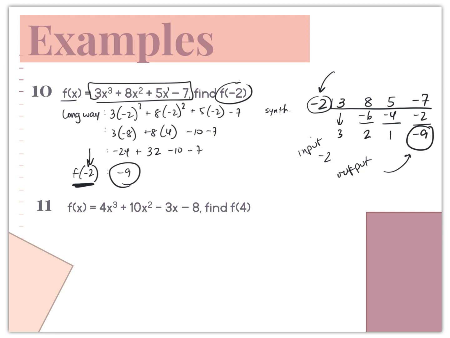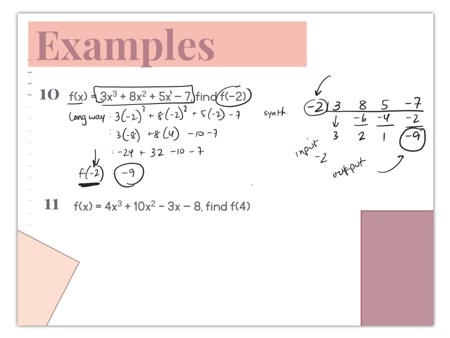So again, we come over to number 11, and if I want to know the value of the function when x is 4, I could plug 4 in here and here and here and figure that out, or I could use synthetic division and save time. So that's what I'm going to do. I want to know the value when x is 4, so that's the number I'm putting on the outside. And then I notice that I have all my things, they're in descending order, and there's nothing missing. So my coefficients are 4, 10, minus 3, and minus 8.